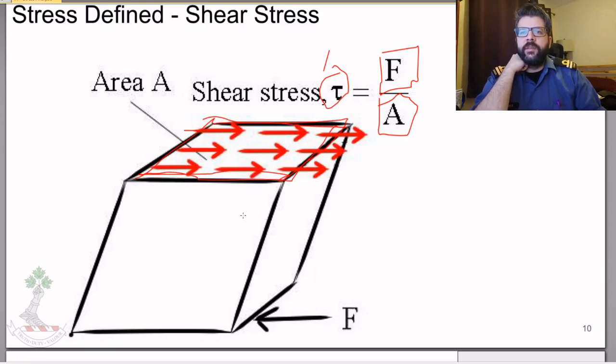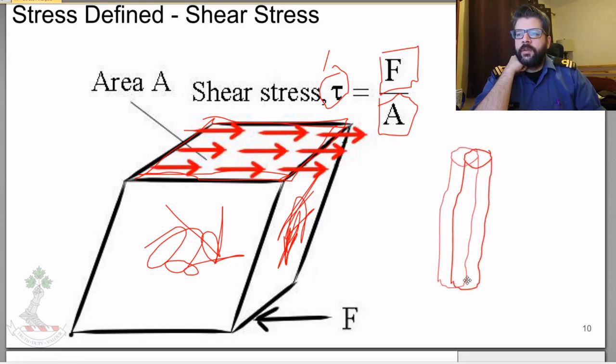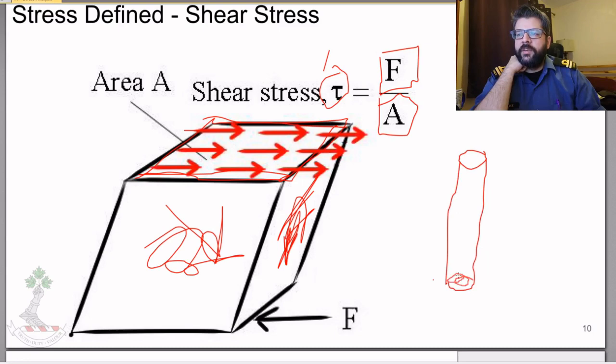If this is an actual object, it doesn't necessarily have any relation to the area here or the area here. You could have a rod like this. You could clamp your rod down here so it holds, and then you could apply a force here. So the average shear stress that would be induced would just be based upon whatever force you have and the cross-sectional area here. It doesn't have anything to do with this length.